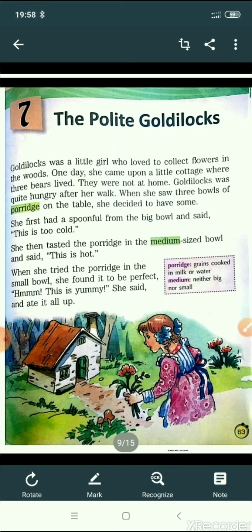So she tried the second one, the medium sized bowl, and she found that porridge too hot. So she did not like that. Then she tried the porridge from the third bowl, the smallest bowl, and that was perfect. That was yummy, and so she ate it all up. She ate all the porridge from that smallest bowl.